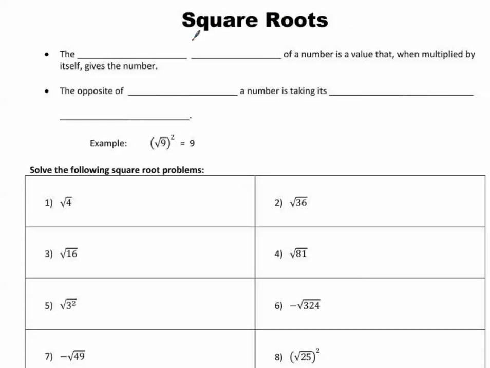In this video, we're going to be talking about square roots. The square root of a number is a value that, when multiplied by itself, gives the number. The opposite of squaring a number is taking the square root.